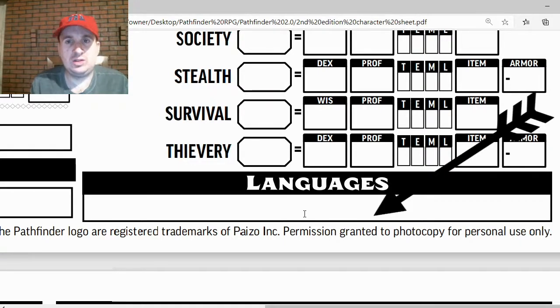Most characters start off with Common, which is essentially English, and their racial language, which could include Dwarven for dwarves and Elven for elves. Most characters also get their intelligence modifier to the number of languages they know how to speak. I'll cover more on modifiers when I get to my more detailed character creation video.